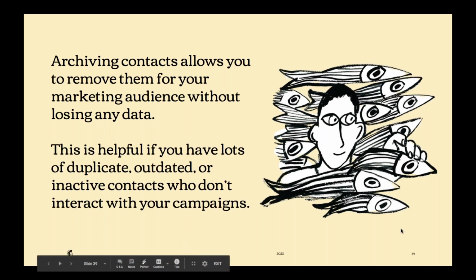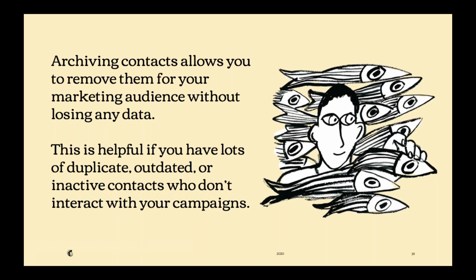You can unarchive a contact at any time, and they'll appear back in your audience with the appropriate email marketing status. A contact can also unarchive themselves if they sign up through your Mailchimp signup form again, or interact with your connected online store. Archiving is helpful if you have lots of duplicate, outdated, or inactive contacts who don't interact with your campaigns anymore. That said, sometimes you may need to delete one or more contacts for GDPR compliance or other audience management purposes.